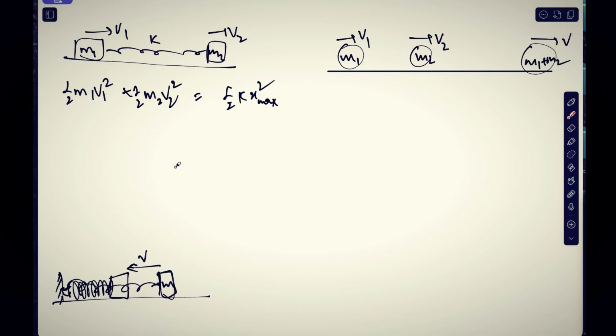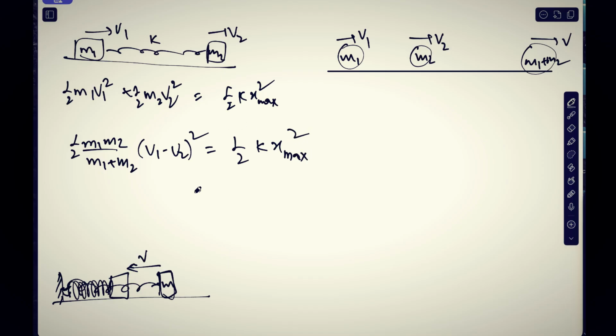So now when we use the center of mass frame, or even without using the center of mass frame, when we derive the maximum kinetic energy which can be extracted from the combination of two blocks and converted into some other energy, which can be anything, like here it will be spring potential energy, that energy comes out as half m1 m2 by (m1 plus m2) times (v1 minus v2), their relative velocity, whole square. That is the energy which can be converted into any other form. Here it will be converted into half k x square. Now because it is maximum, we write x max.